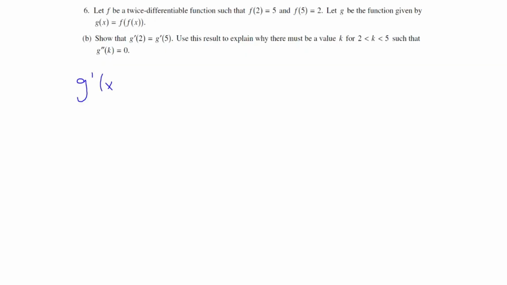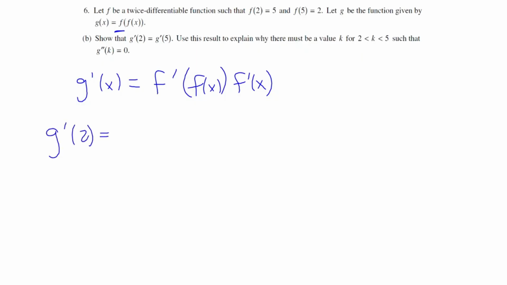g prime of x is the derivative of f of f of x. So we take the derivative of the outer function, which is this outer f, so f prime, evaluated at the inner function, f of x, and then multiply by f prime of x. So we know that that's g prime. So we can find g prime of 2. G prime of 2 ought to be f prime of f of 2 times f prime of 2.